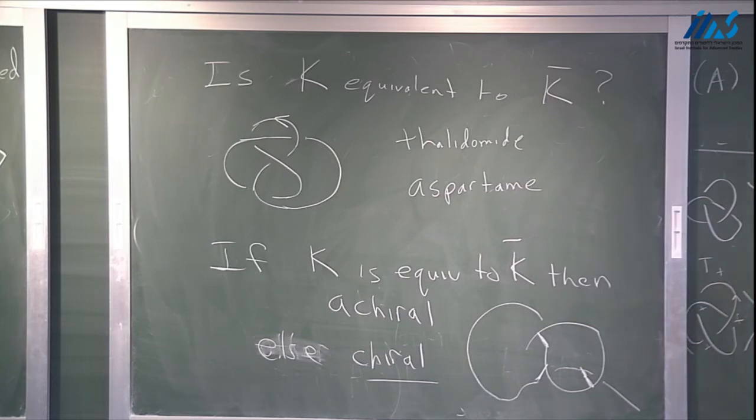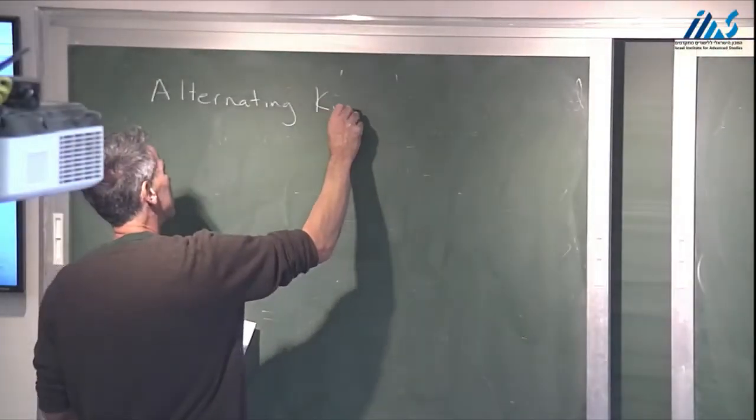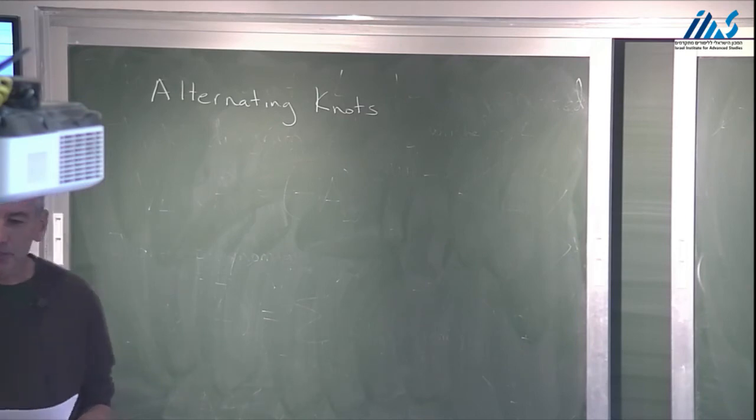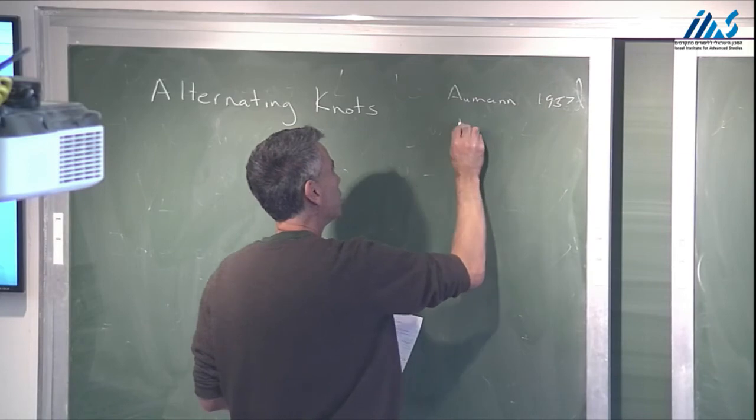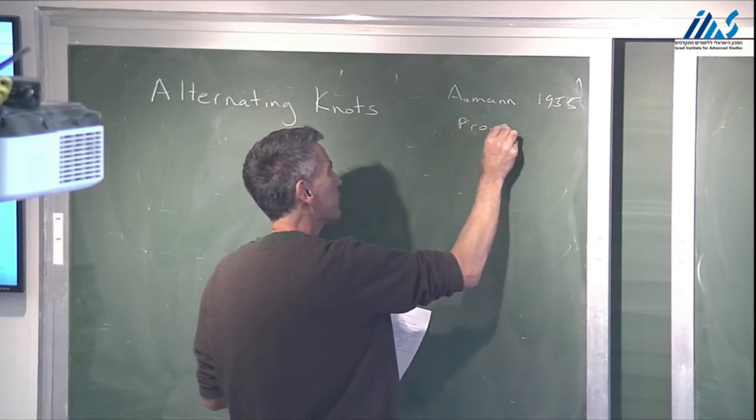Okay, so let me now talk about the Tait conjectures for the last few minutes. Listen, I'm proposing to prove a 100-year conjecture. The conjecture was open for 100 years. The Tait conjecture was about alternating knots. Right. So Papakyriakopoulos, in 1957, or maybe a little before that, 1955, proved asphericity of alternating knots.